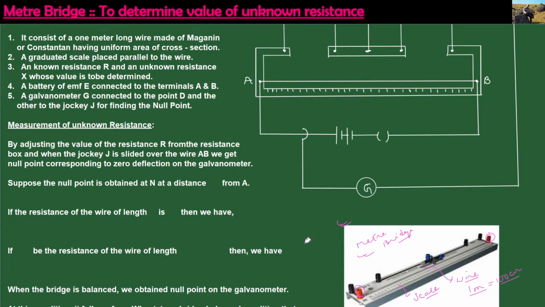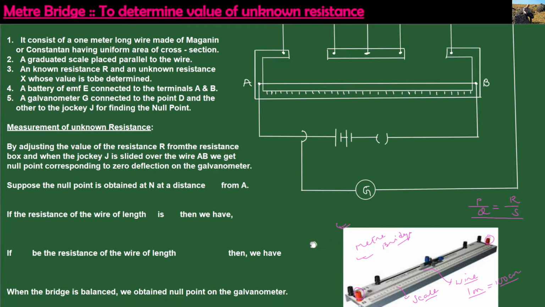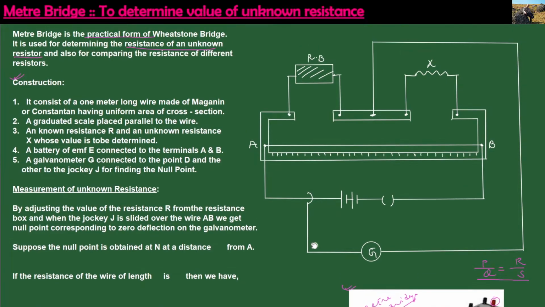Let us recall what we have learned from the Wheatstone bridge principle. If we have 4 resistors connected across the arms of the bridge, the ratio of these resistances are equal, or the products of the resistances of the opposite arms are equal. We have this result which we already know. So this is your meter bridge, and the above is a schematic diagram of a meter bridge.